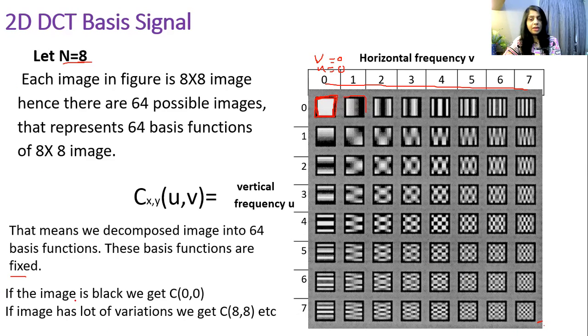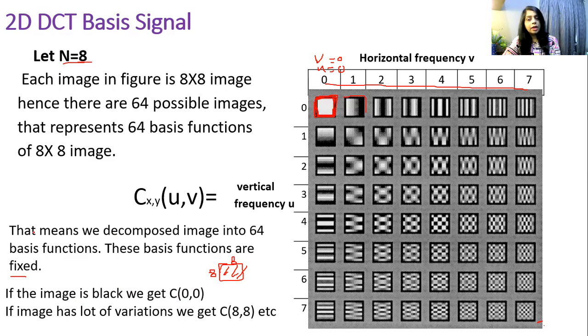Now, consider our image is completely black. It is an 8 by 8 image with 8 pixels in the column and 8 pixels in the row, and this image is completely black. There is no variation. If we calculate the discrete cosine transform, we will get C00, that means U equal to 0 and V equal to 0, because there are no variations in the pixel intensity values.